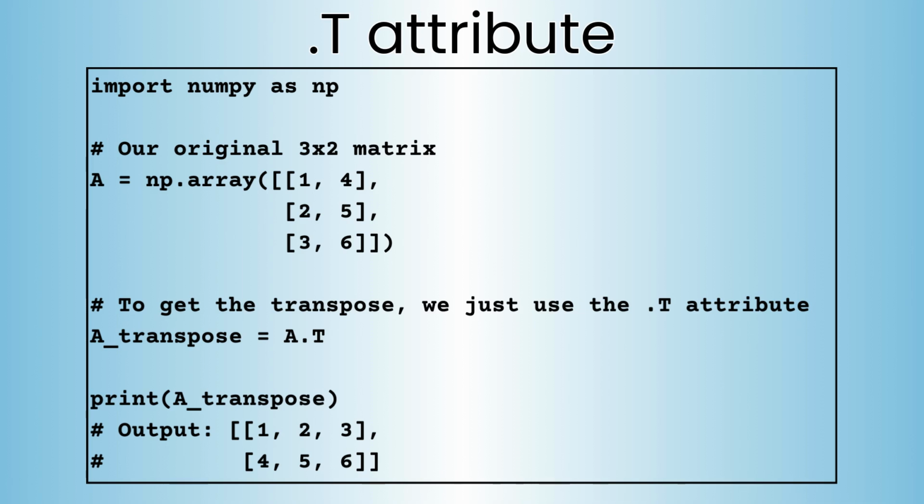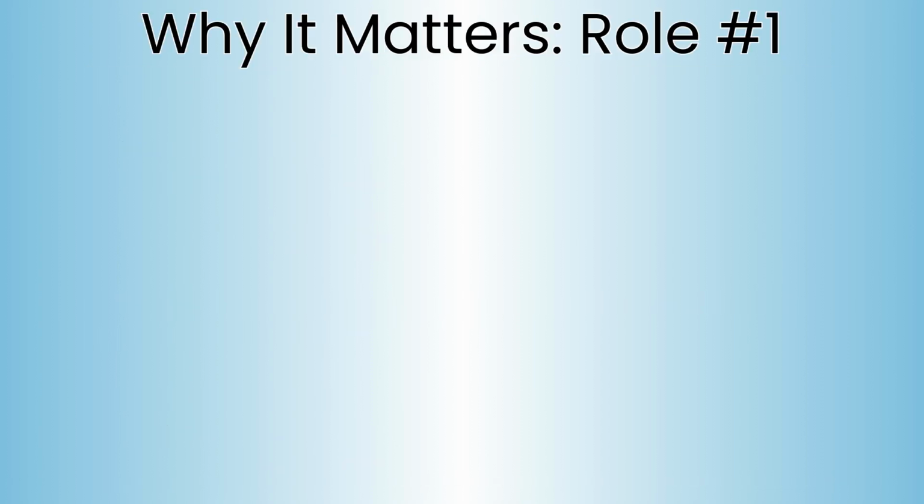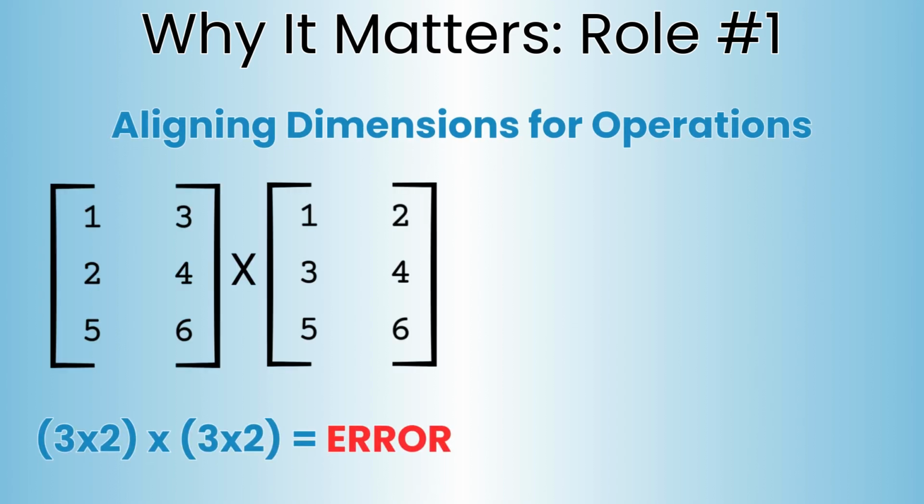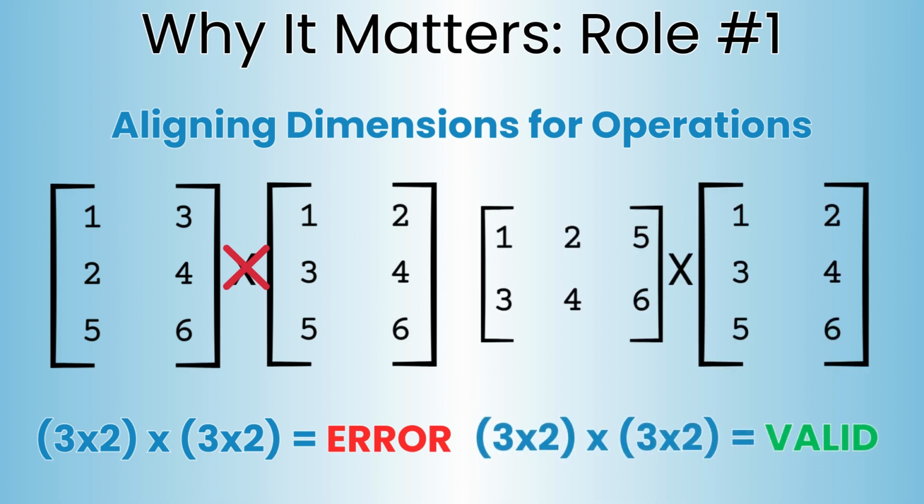Okay, it's an easy flip. But why is it an unsung hero? Here are the two critical roles the transpose plays in our work. First, it's the master of alignment. In our last video on matrix multiplication, we learned that the inner dimensions must match. The transpose is the tool we use to reshape our matrices to make those operations possible. It's the universal adapter in our mathematical toolkit, ensuring our data flows correctly through our models.